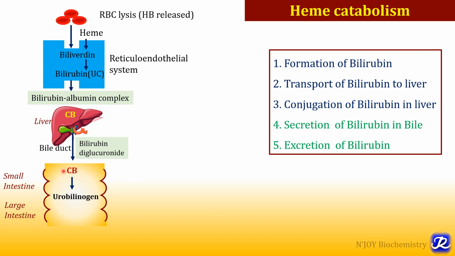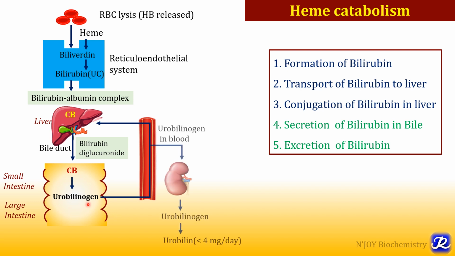Now this conjugated bilirubin, by the intestinal bacteria, is converted into urobilinogen. This urobilinogen is formed in the intestine. Now 10% of this urobilinogen, through the portal vein, that is enterohepatic circulation, reaches the liver and it can be excreted through the kidney in the urine.